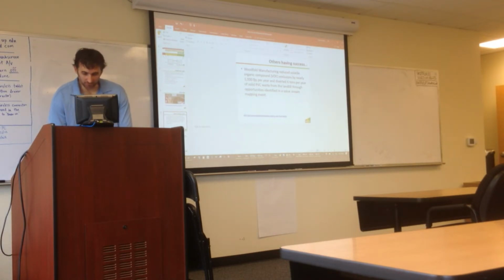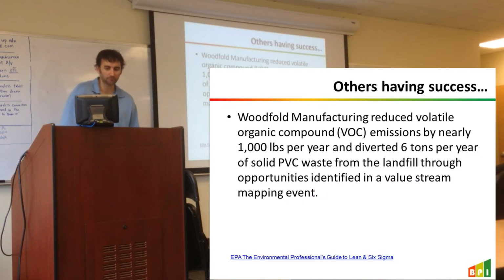This is another example of some success stories. This is Woodfield Manufacturing. I think they're in the region. I don't know exactly where they're at, but they're part of another lean excellence group in Portland. So I think they're nearby. I need to look up where they're at. But they were able to reduce VOC emissions by 1,000 pounds per year and move out a lot of PVC waste through some value stream mapping activities.